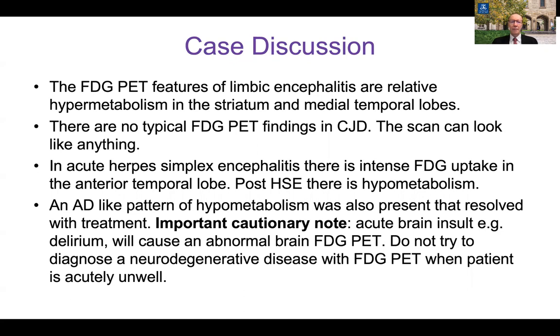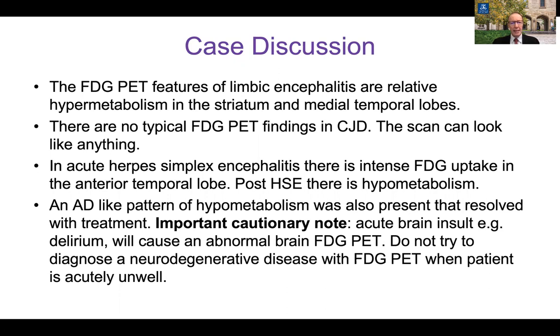There are no typical FDG PET findings in Creutzfeldt-Jakob disease. The scan can look like anything. It can look like a stroke, it can look like diffuse hypometabolism, or it could even look normal. In acute herpes simplex encephalitis, there's intense FDG uptake in the entire anterior temporal lobe, not just focal and not bilateral. Post-herpes simplex encephalitis, after the acute period, this area becomes severely hypometabolic and MRI shows destruction of the anterior temporal lobe.